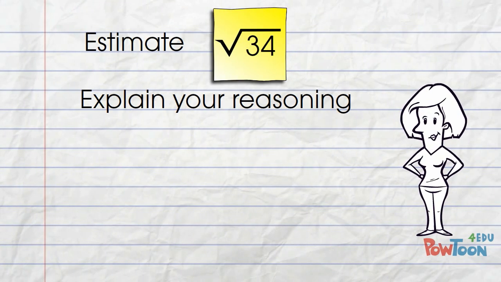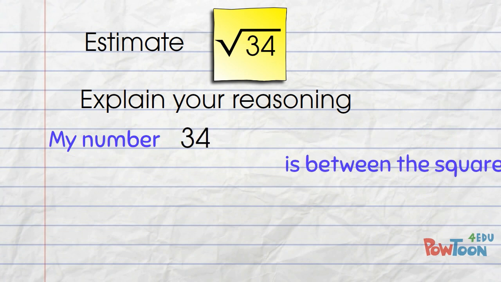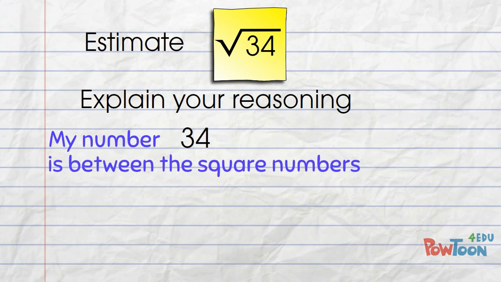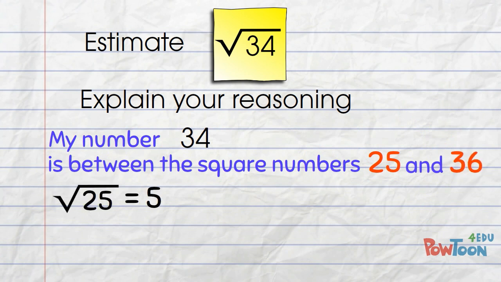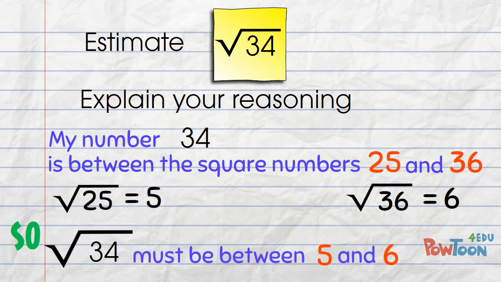When you do this for the first time in your math book, it's a great idea to write a note to help you understand now and for revision later on. My number is between the square numbers 25 and 36. The square root of 25 is 5. The square root of 36 is 6. So the square root of my number must be between 5 and 6.